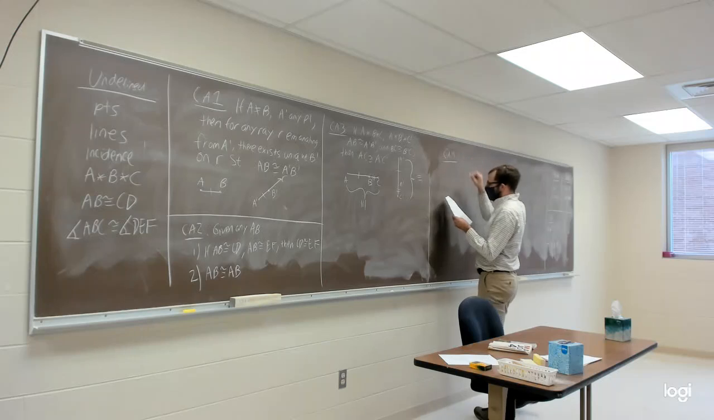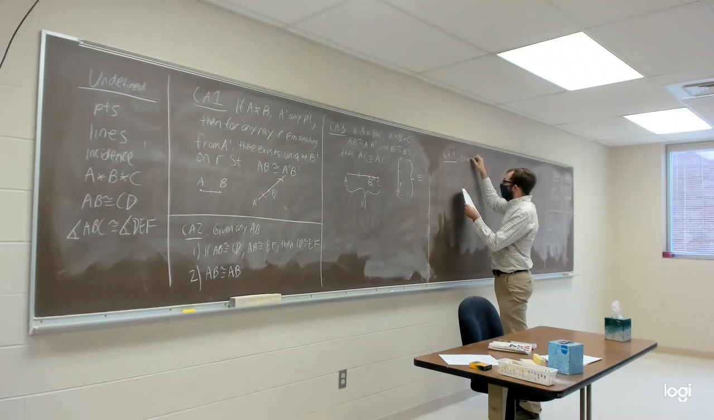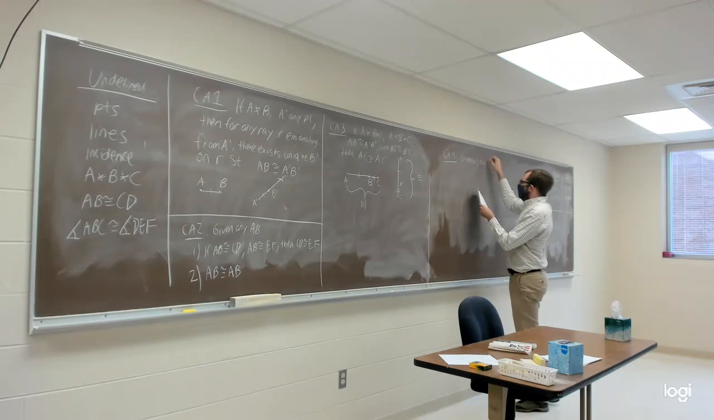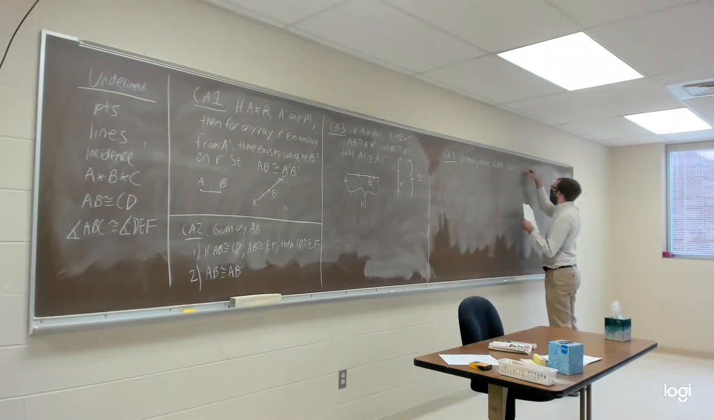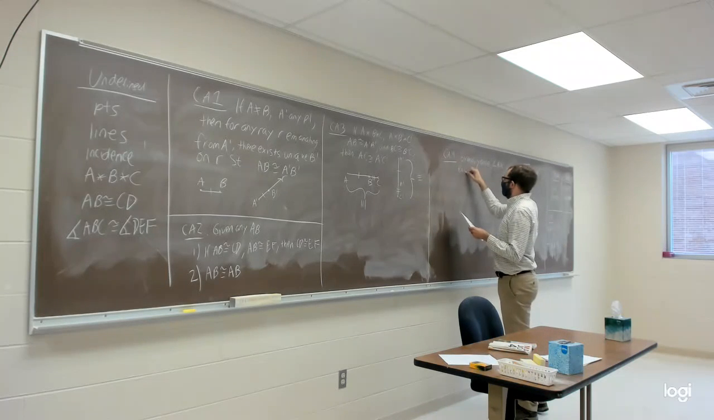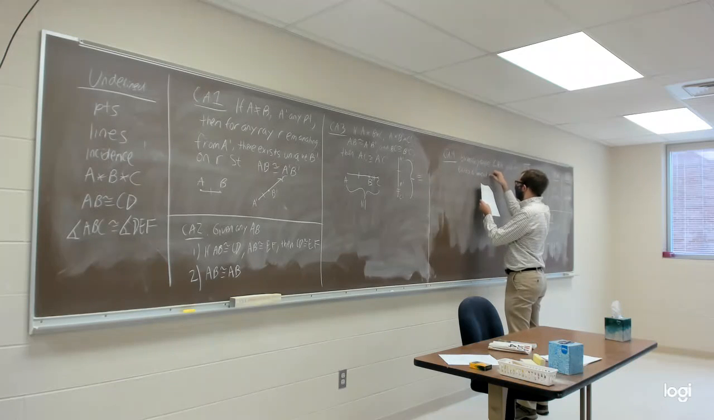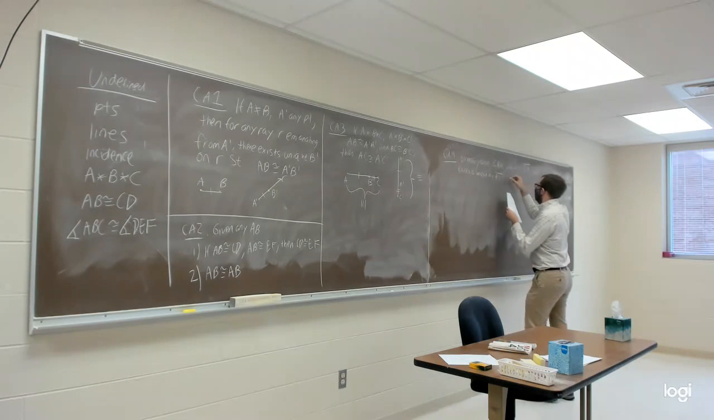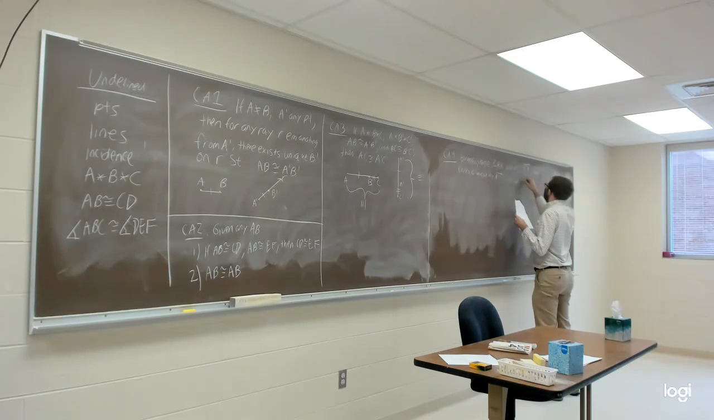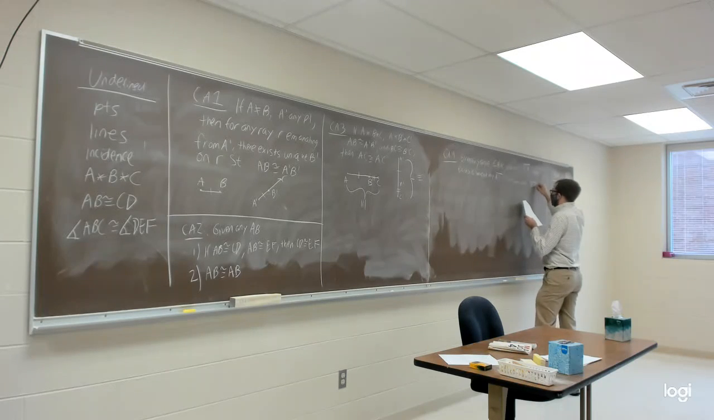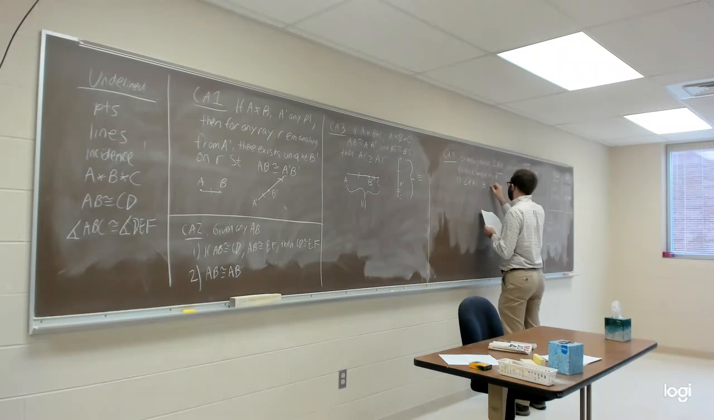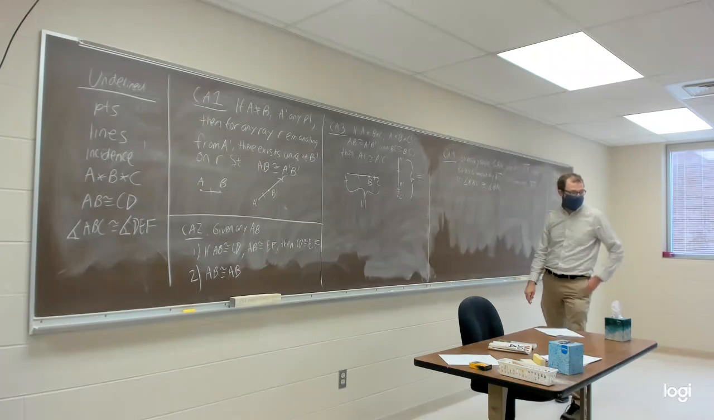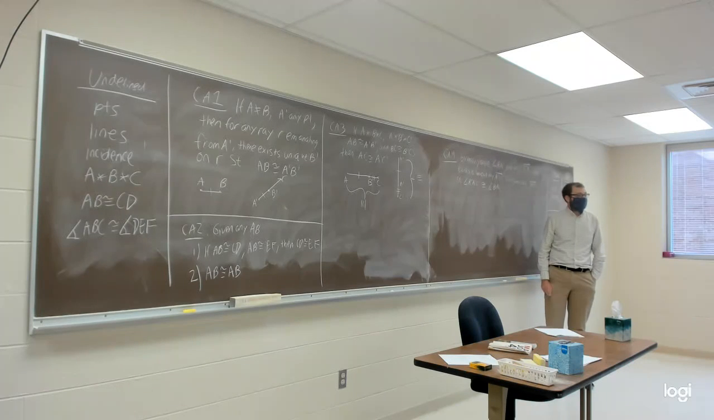So let's look at congruence axiom 4, which is going to say that given any angle, BAC, and any ray, A prime, B prime, there exists a unique ray A prime, C prime on a given side of the line passing between A prime and B prime, such that angle B prime, A prime, C prime is congruent to angle BAC.